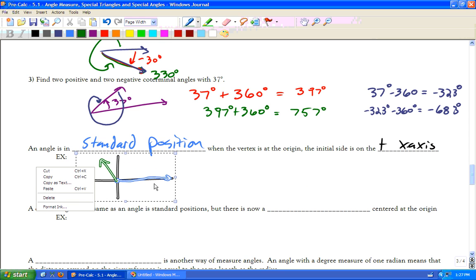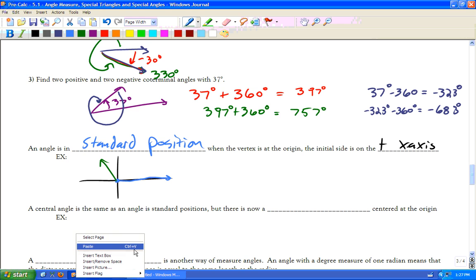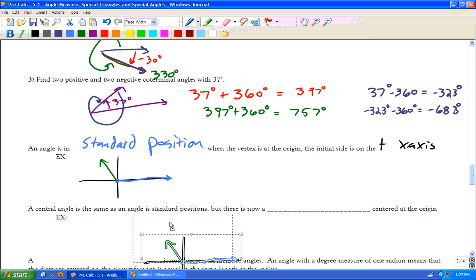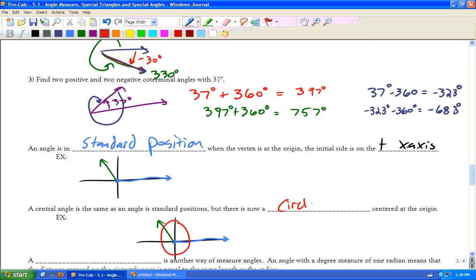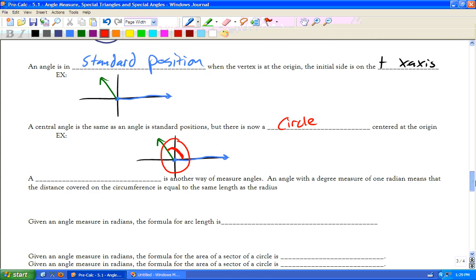Now, this is the same idea. A central angle is going to be the same thing, except for what we're going to add to the angle in standard position, which is a circle centered at the origin. So now this is what we call the central angle, rotating from the side.